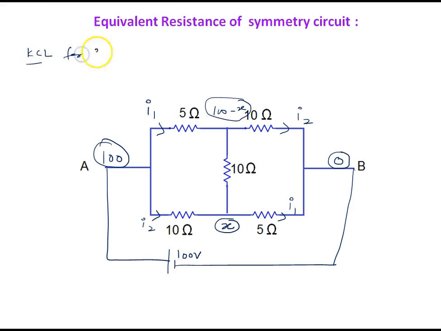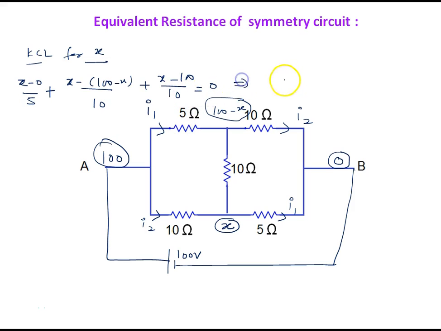Now we will write the KCL equation for node X. Observe it. This is X minus 0 upon 5. I can write X minus 0 upon 5 plus X minus (100 minus X) upon 10 plus X minus 100 upon 10 equal to 0. Now you solve it yourself. You will get the value of X, that is 40 volt.